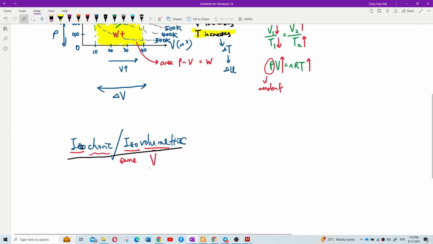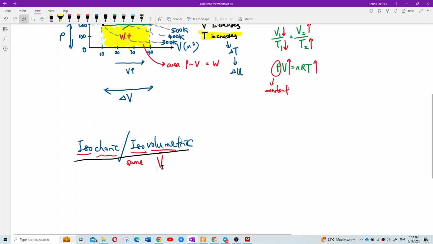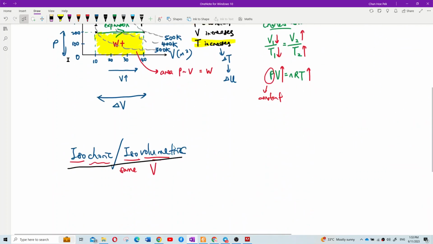I don't know what coric stands for. Maybe you can search it out. But I know isovolumetric is the same as isocoric. Isovolumetric means same volume, as the word suggests. Okay, so what is constant?